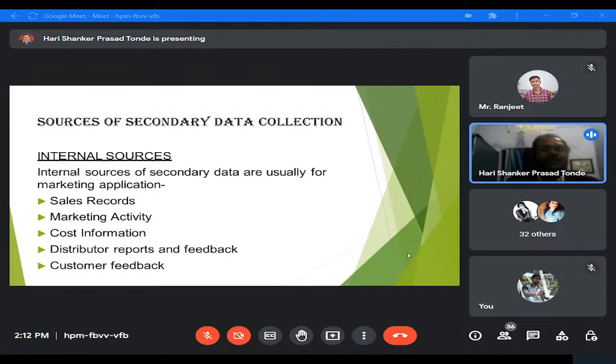So what are internal sources of data collection? Internal sources of secondary data are usually for marketing applications. When we are doing research for some marketing application, for example, whether Windows 10 is useful for which type of people, or whether Linux is useful for which type of people, then we use the internal sources. These include sales records, marketing activity, cost information, distributor reports and feedback, and customer feedback. These are the internal sources from where we collect secondary data.